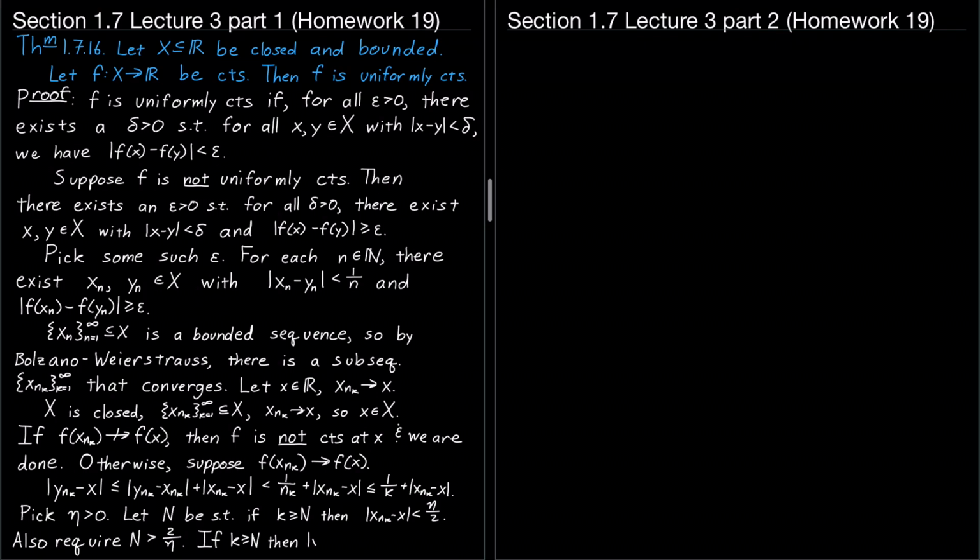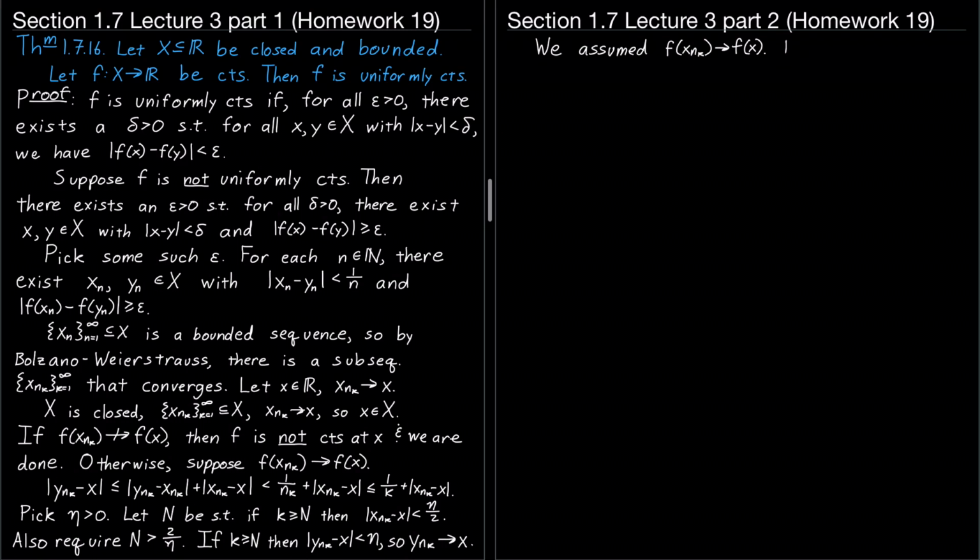then |y_{n_k} - x| is less than eta. So the conclusion is that y_{n_k} is indeed converging to x. Now let's recall that we assumed, we are now in the case, we assumed that f of x_{n_k} is converging to f of x.